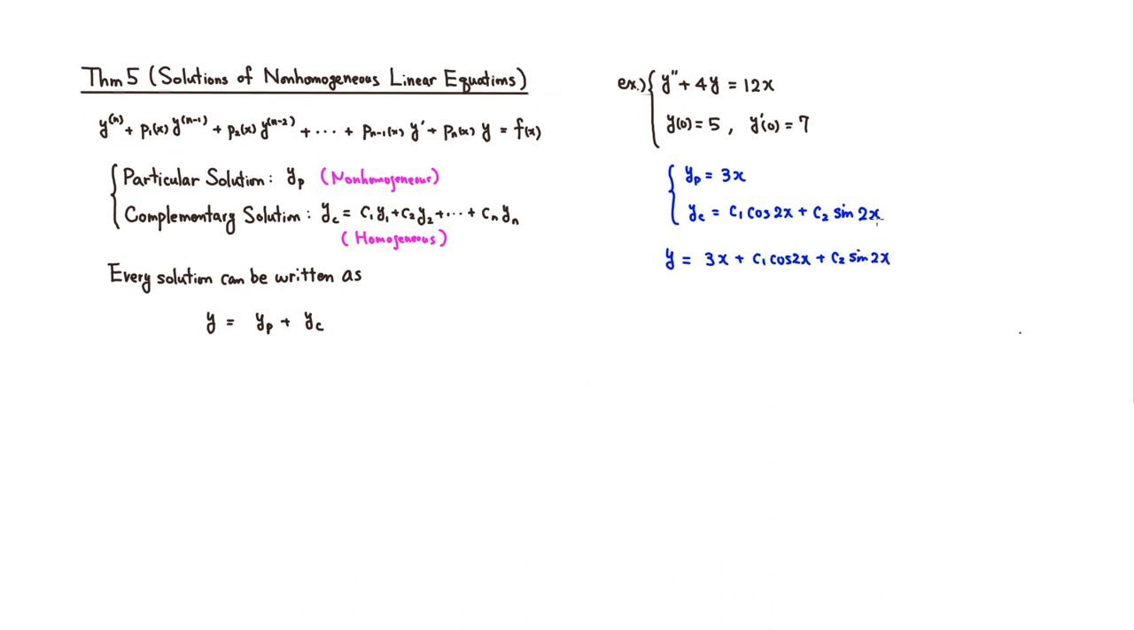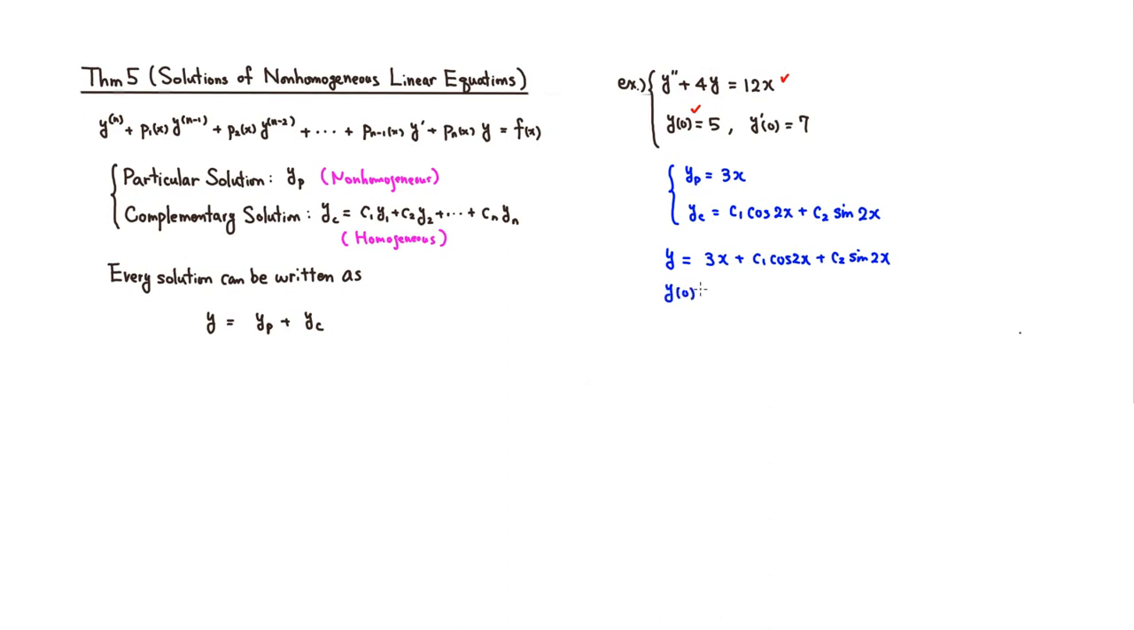The great thing about having this complementary solution is that it gives us flexibility, because with the particular solution there's nothing we can do, we can't really change it. But with the complementary solution, we get to change the constants c1 and c2 so that we can choose those values accordingly to satisfy the given initial conditions. Let's use the first initial condition and plug in x equals 0.